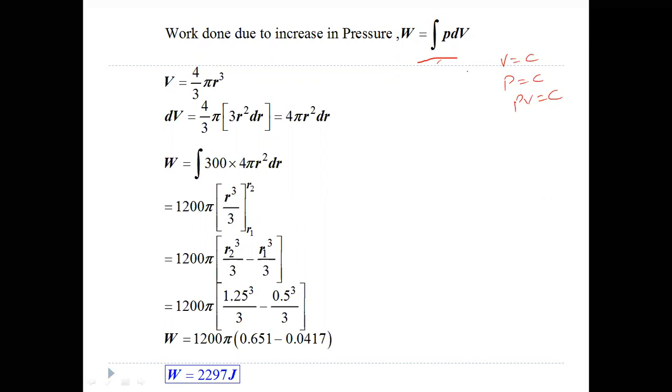So integral PdV, this is the general formula we have to use. Integral PdV means, what is V here?